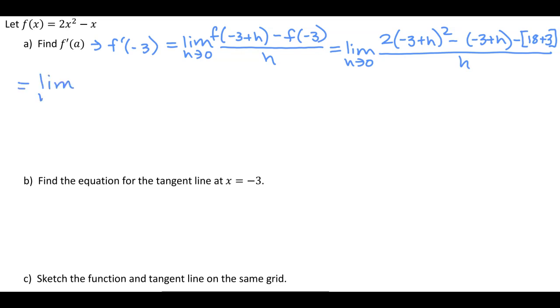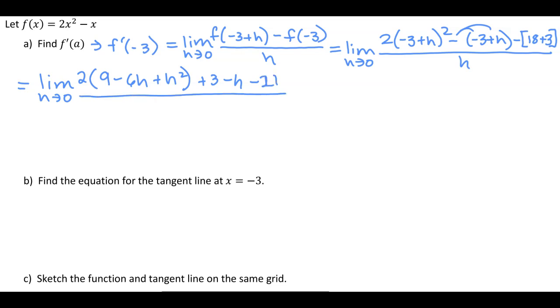So let's start simplifying. Keep that limit. We haven't evaluated it yet. We have 2 times -3 plus h times -3 plus h. That will give me 9 minus 6h plus h squared. I need to distribute a negative in really carefully. That will give me plus 3 minus h. And then I have at the end a minus 21 all over h.